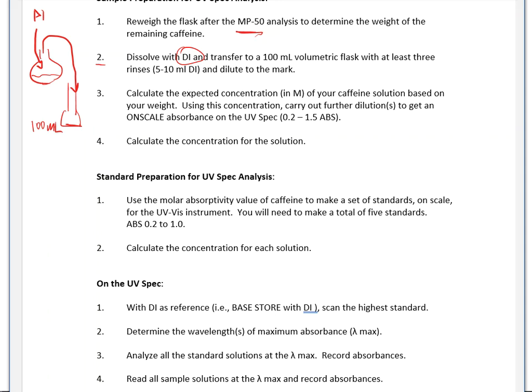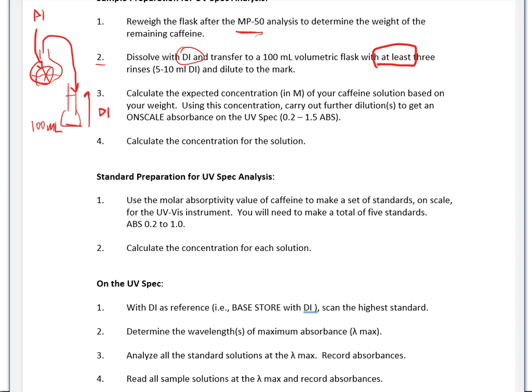So eventually what you'll want is everything out of here dissolved, everything transferred over, and then you're going to go up to the line with DI water, because that's what these directions say. It says dissolve with DI, transfer to 100 ml in a volumetric flask, at least 3 rinses. Now the key here is at least 3 rinses, and then dilute to the mark. So make sure that when you do dilute it to the mark, you mix that solution very well. That's very, very important in the whole entire process: mixing and allowing things to do what they need to do.